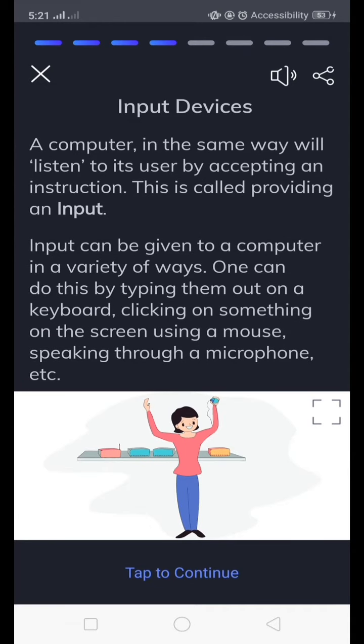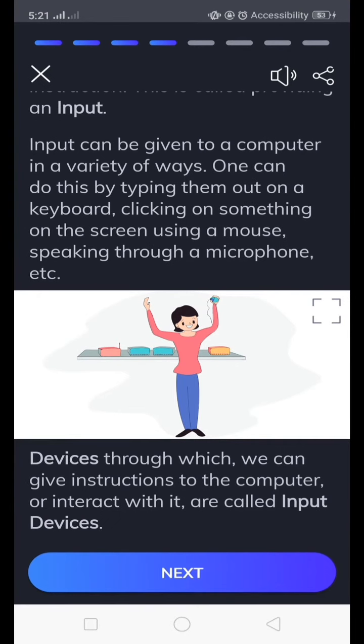Input can be given to a computer in a variety of ways. One can do this by typing on a keyboard, clicking on something on the screen using a mouse, speaking through a microphone, etc. Devices through which we can give instructions to the computer or interact with it are called input devices.